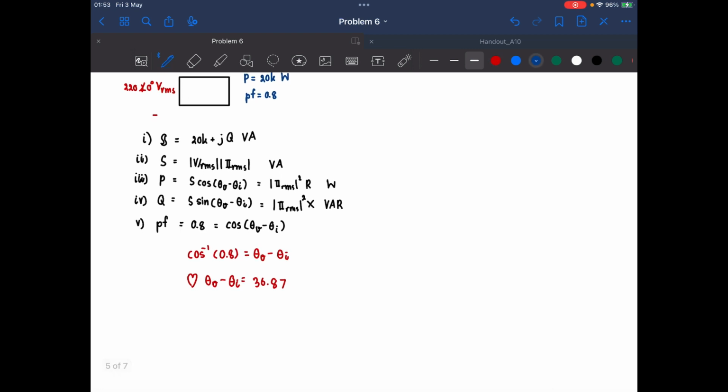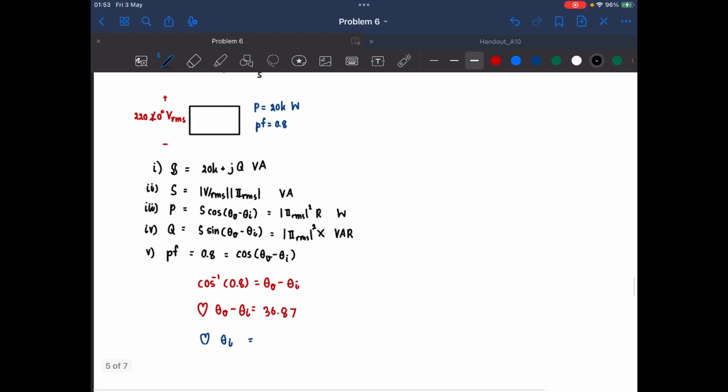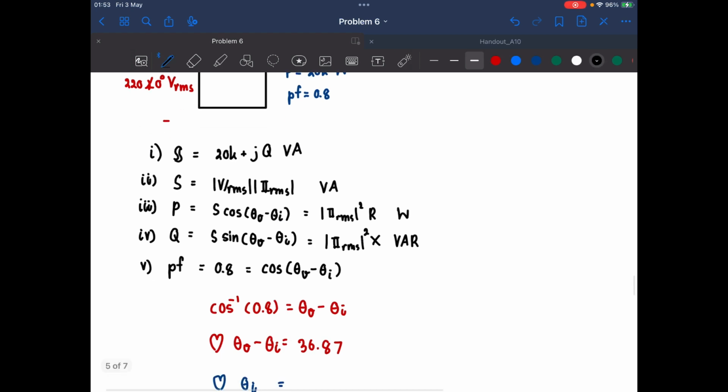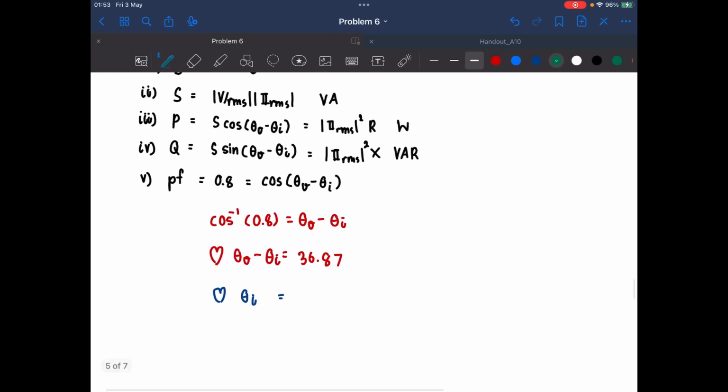Then we want to know the theta I, which is, we know that the VRMS phasor is equal to 0 degree, right? So we solve here, we get that the theta I will be the minus of this value.